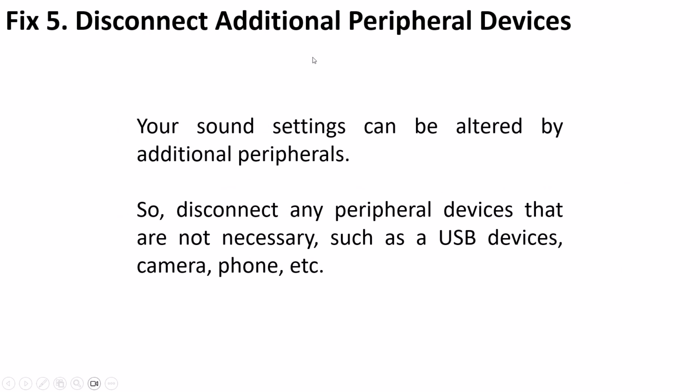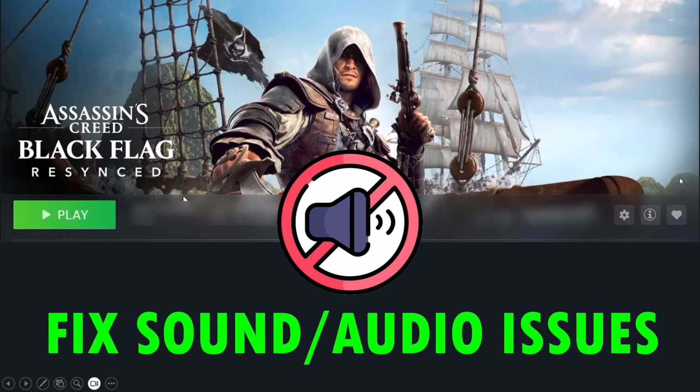Fix 5 is to disconnect additional peripheral devices. Your sound settings can be altered by additional peripheral devices. So disconnect any such peripheral devices that are not necessary, such as USB devices, camera, phone, etc. and then check. So I hope by following these fixes, you can easily solve sound or audio issues in Assassin's Creed Black Flag Resynced game.